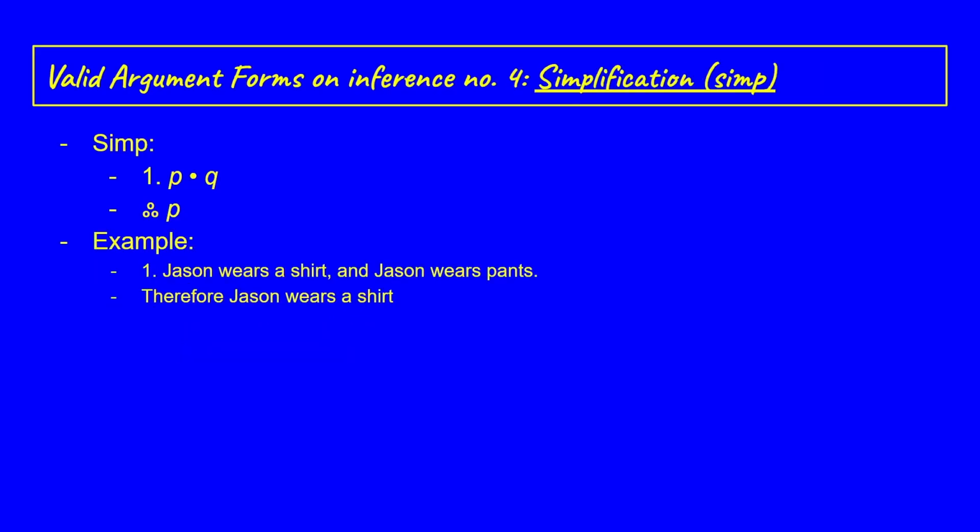The next argument form is simplification. It takes the form of P.Q, therefore P. An example is, Jason wears a shirt and Jason wears pants, therefore Jason wears a shirt. While mechanically this may seem confusing, it's fairly intuitive as you are just specifying one item of a conjunction.